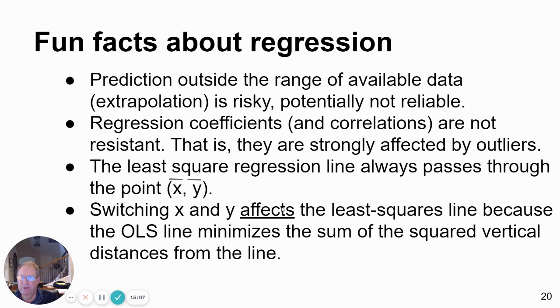Fun facts about regression: prediction outside the range of available data is called extrapolation, and we want to avoid it. It's risky. Regression coefficients are not resistant, that is, they are strongly affected by outliers.